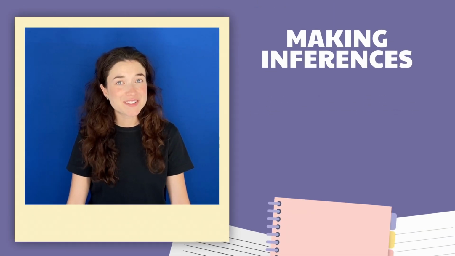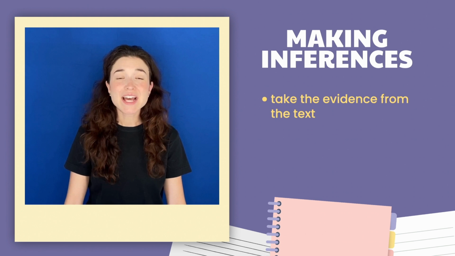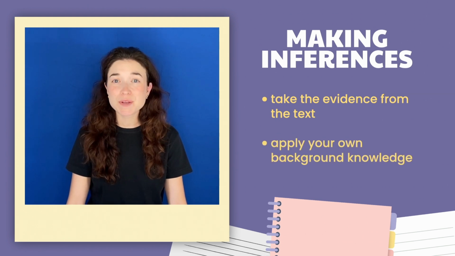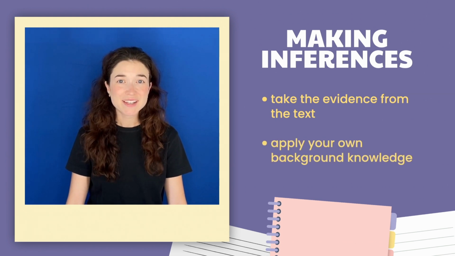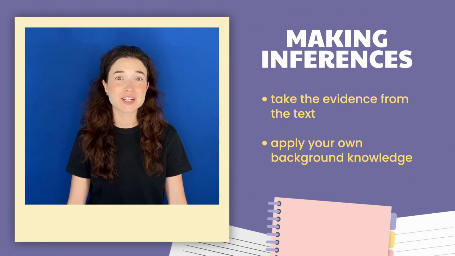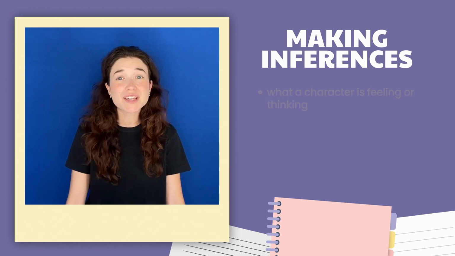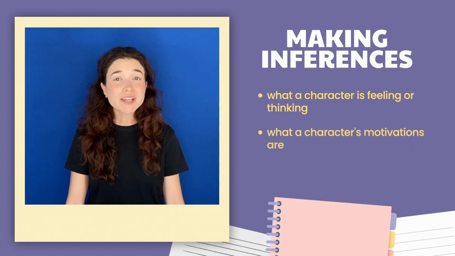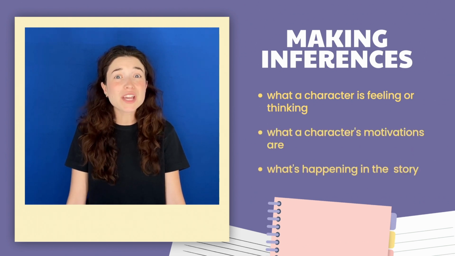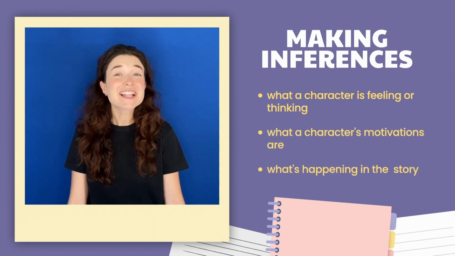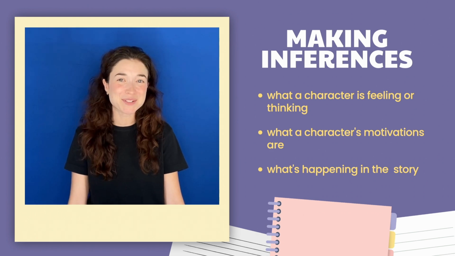To make an inference, you take the evidence from the text and apply your own background knowledge or experiences to make sense of the story. When we read, we often make inferences without even realizing it. We might make inferences about things like what a character is feeling or thinking, what a character's motivations are, or even what's happening in the story. Let's practice this with a few more examples.